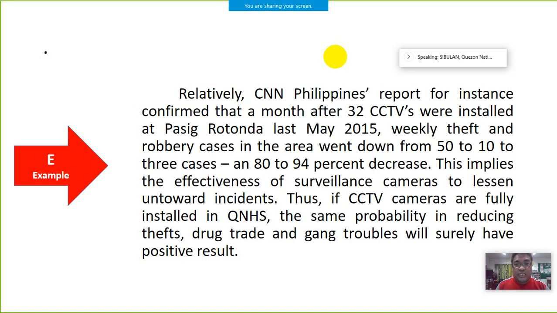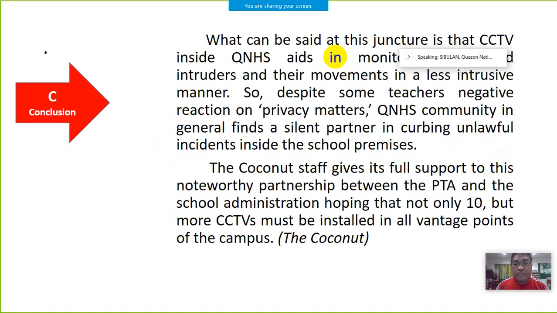So, this paragraph gives an example of how effective CCTVs could be. Then, the concluding part: a summary of the main points, and then the conclusion. What can be said at this juncture is that CCTV inside QNHS aids in monitoring possible intruders and their movements in a less intrusive manner.